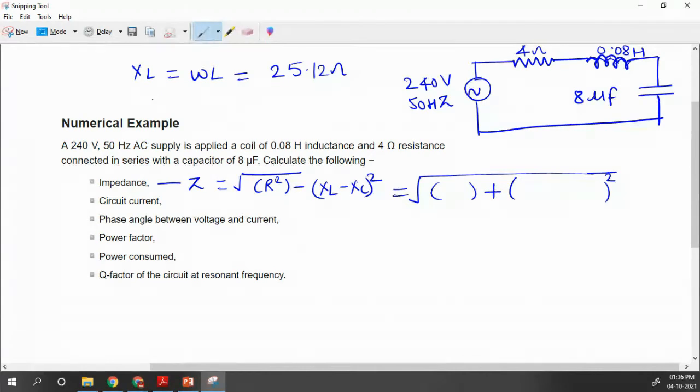So XL you have calculated. Now calculate XC. What is the value of XC? I have explained the formula. 1 upon omega C is the value of this XC. So how will you find it out? Omega is 2 pi f, and you can put the value of C right here and calculate it. What is the value of this XC?